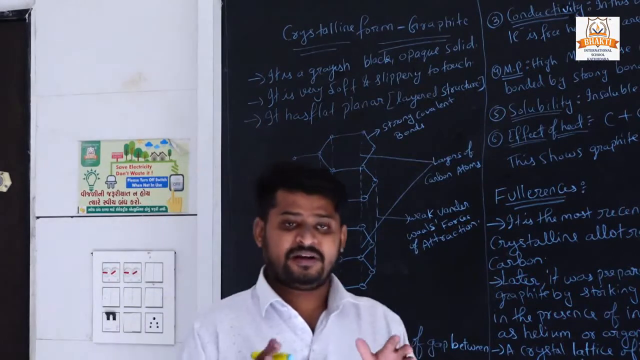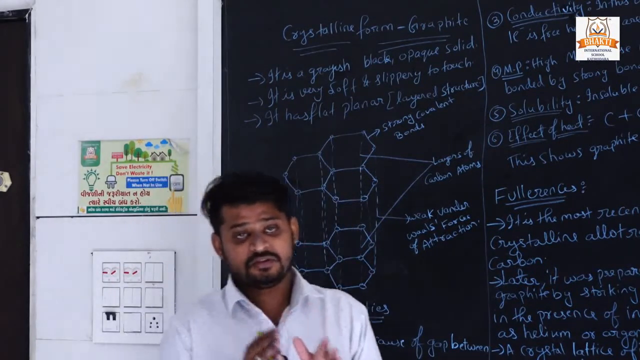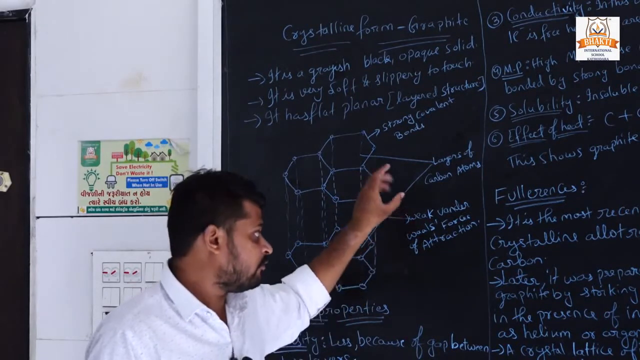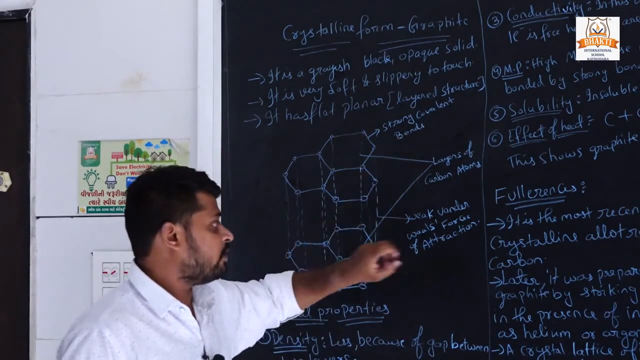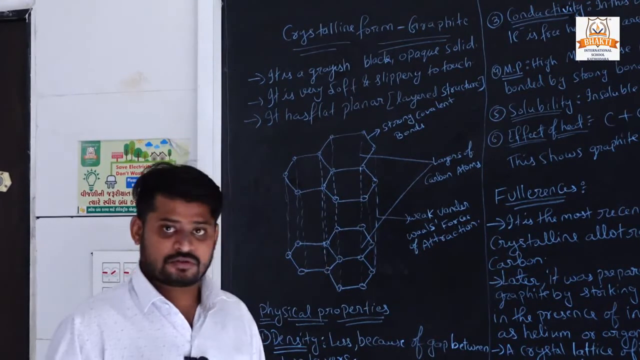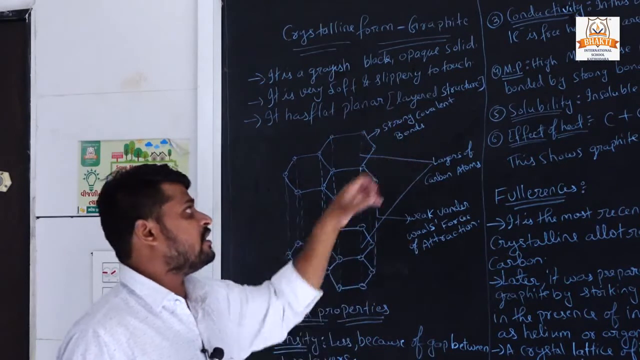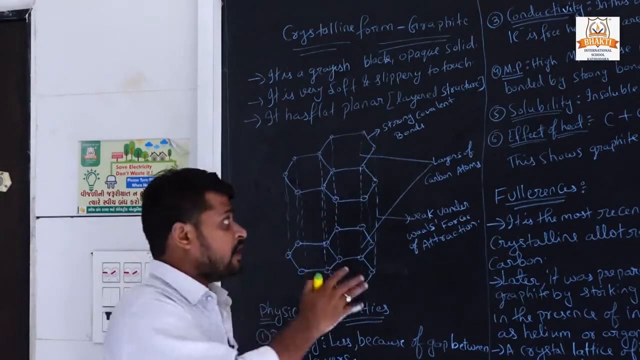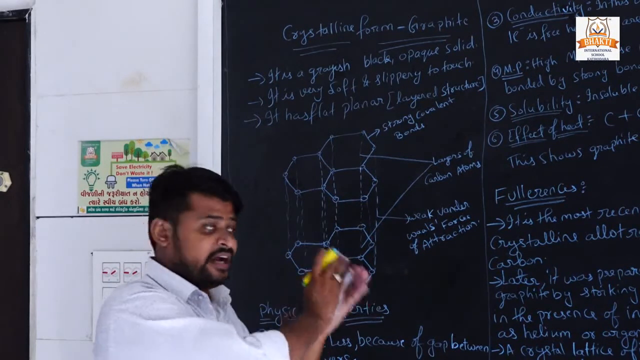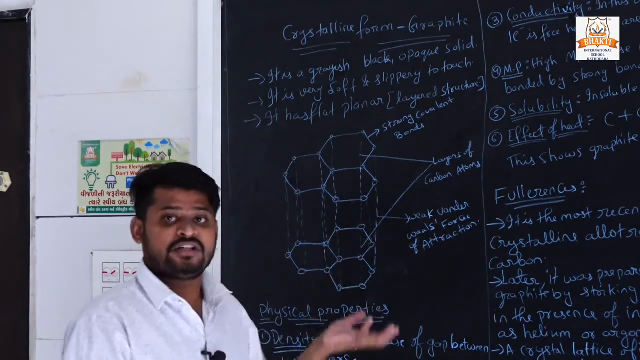We all know a covalent bond is not usually a strong bond, but in this case there are two forces: one is the covalent bond and the second is the van der Waals force. Here the van der Waals force is weak, and the covalent bonds are strong because it is not an ionic compound, it is a covalent compound.